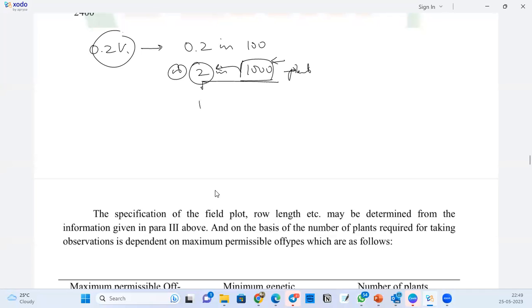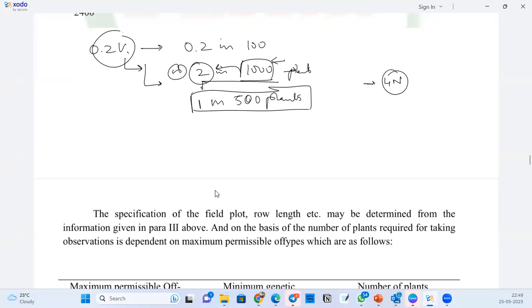So what about one off type? One off type can be identified with the minimum population of 500 plants, right? So it requires 500 plants to observe at least one off type. This is from the 0.2% that I have decoded here. As I told you, it should always be equal to 4n, where n is now 500, which equals 4 into 500, which is 2000. So whenever it is 0.2%, you have to observe 2000 plants.